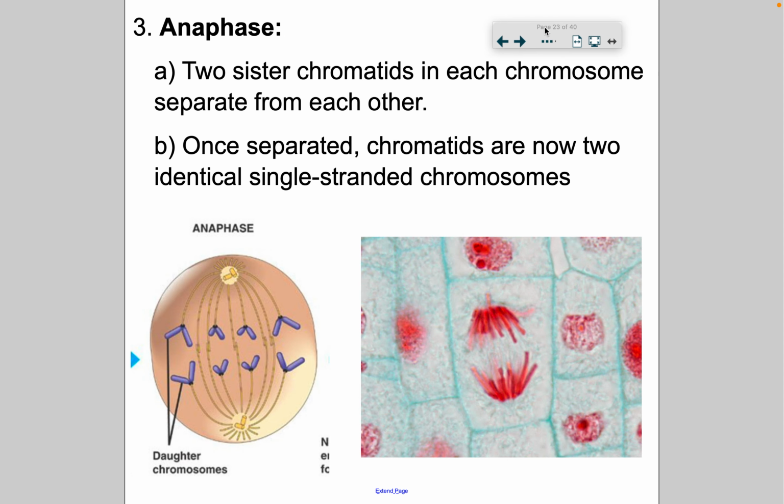After metaphase, we have anaphase. And so one way I remember anaphase is away.